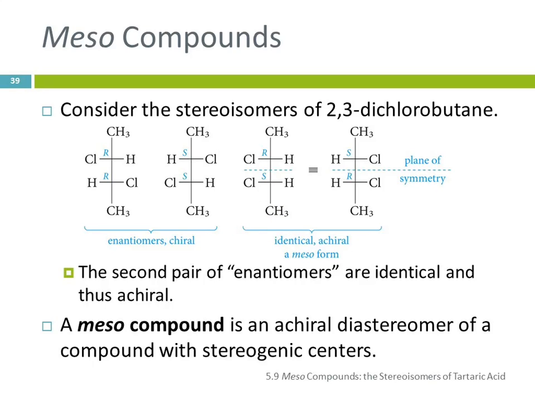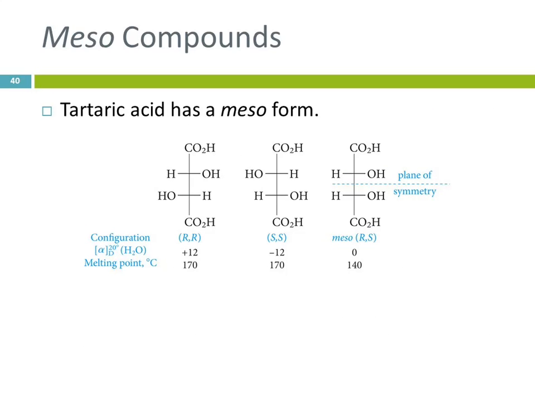Some compounds do this and others do not. There has to be a plane of symmetry. Tartaric acid is one compound that has a meso form. So here's with both centers being R, and here's with both centers being S, and we look at the specific rotation. This is plus 12 and minus 12 degrees. That's what we expect. If we look at the melting points, they're identical, because melting point is an achiral property. It doesn't depend on whether the molecule's chiral or not. So enantiomers will have identical melting points.